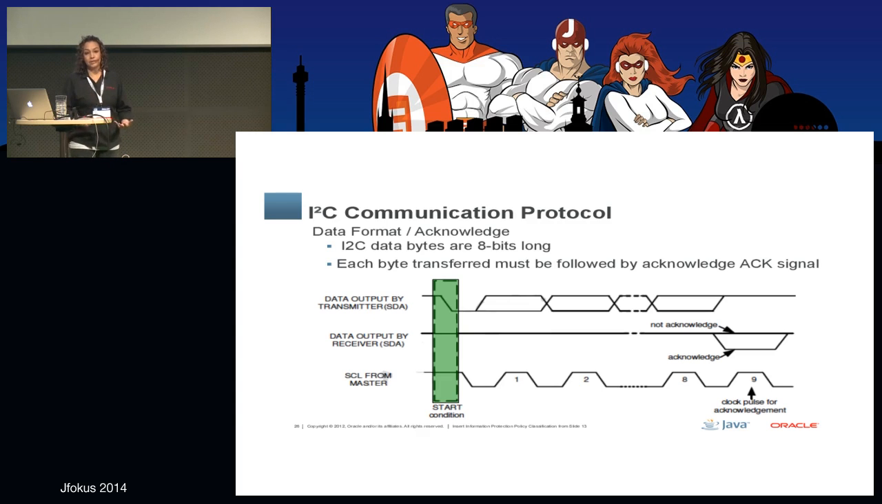Now, how do you interchange data? We're communicating 8-bit long words, and after that, we need to have an acknowledgement. The data interchange is also always happening when the clock line is high. So we transfer 1, 2, 3 until 8, and the last one will be the acknowledgement. Okay?